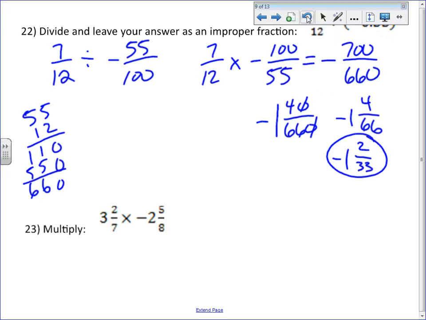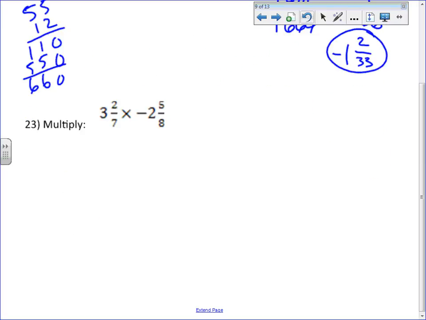All right, let's look at 23. 3 and 2 sevenths times negative 2 and 5 eighths. Turn them into improper fractions. You guys know how to do that. 23 over 7 times negative 21 over 8. Positive times a negative equals a negative.